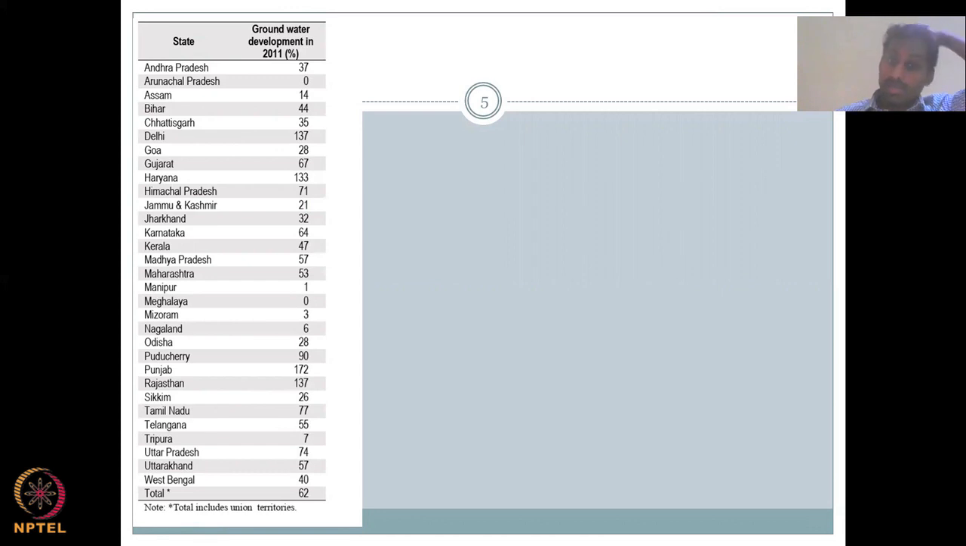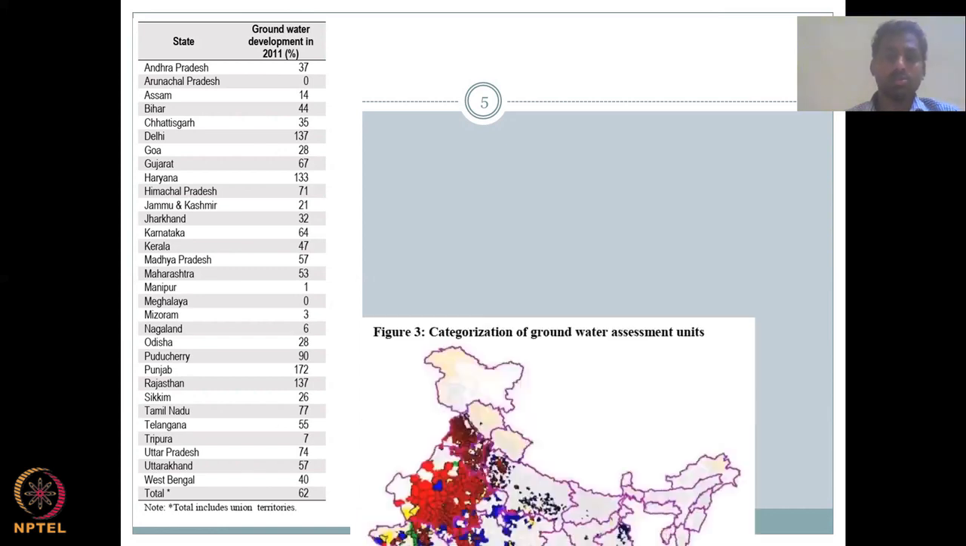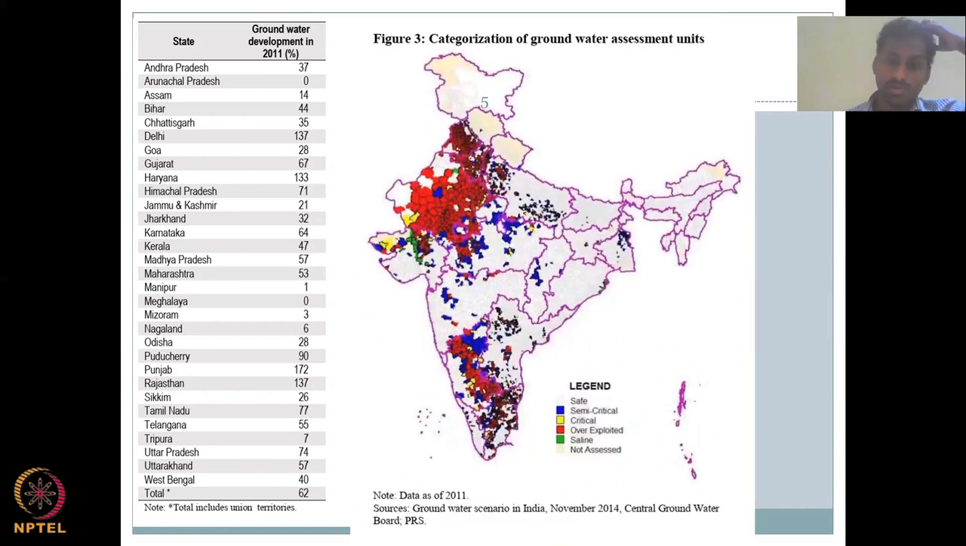So all these states in 2011 have performed kind of on the critical or semi-critical levels, and a handful are on the overexploited. But in recent years, the levels are not promising, because everyone is now having easy access to groundwater. And so these are the characterizations of the blocks of semi-critical, critical and overexploited. Overexploited are in the red colors. And you could see in 2011, most of it is in the Haryana, Punjab, Rajasthan regions.